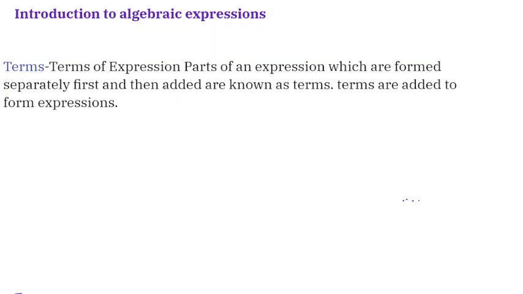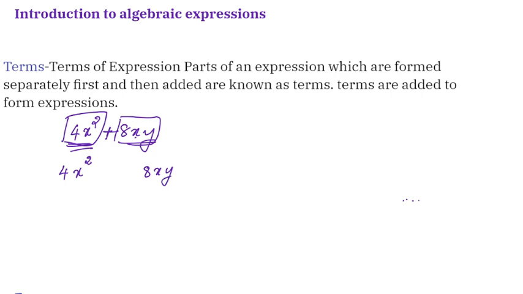So let's see that. Consider the algebraic expression 4x square plus 8xy. So this is an algebraic expression. Now listen here. So here we are having two terms. This is the first term and this is the second term. So this is connected with addition. So it is having two parts. First part is 4x square, so we can write it as 4x square. And another part is 8xy. So this is connected with the operation addition. So this is called the first term and this is called the second term.